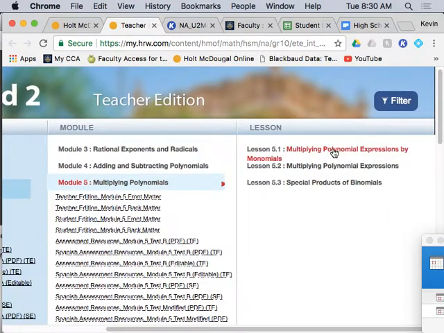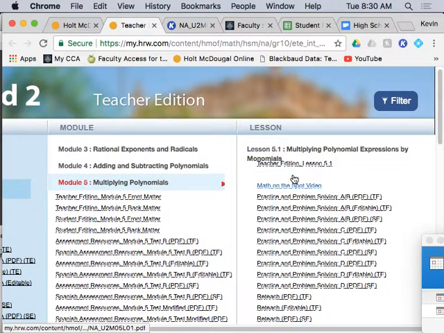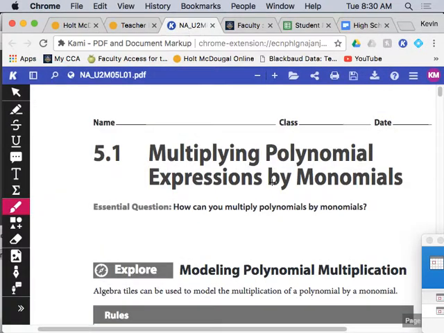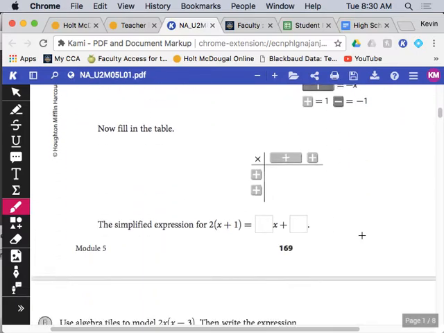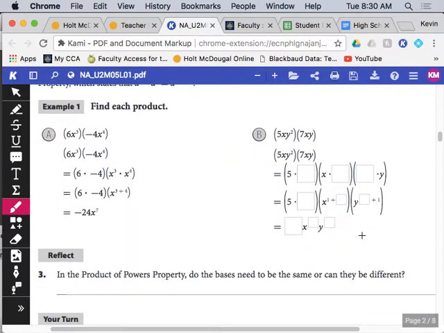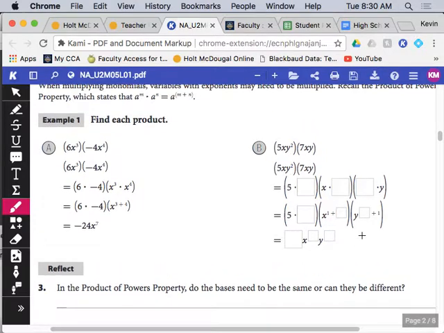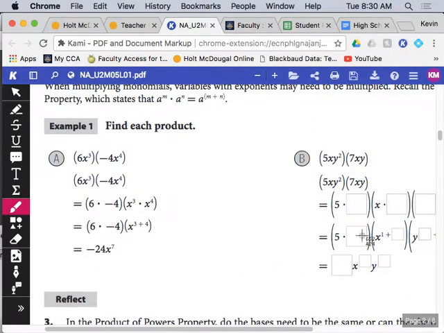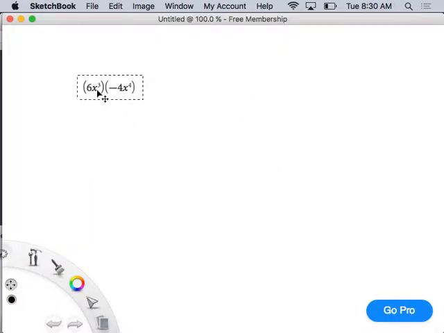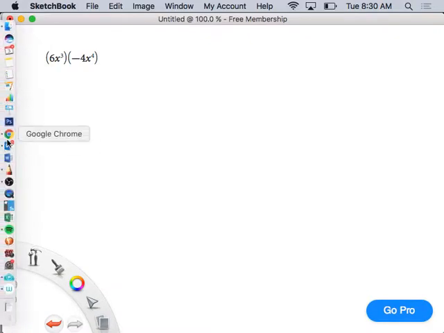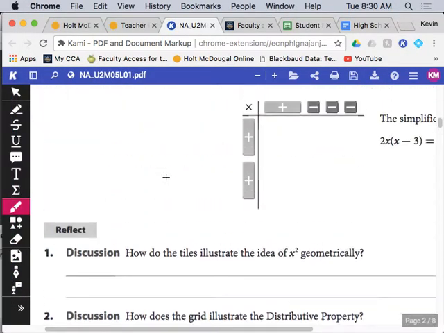With that being said, we are going into Module 5.1 now, multiplying polynomial expressions by monomials. Okay, now, once again, your book goes into this whole algebra tiles thing. I'm not going to go into that. Instead, I'm just going to go right into the meat and potatoes of it. So in order to start this, we have to learn how to multiply monomials by monomials. Okay, and remember, monomials are just single-term polynomials.